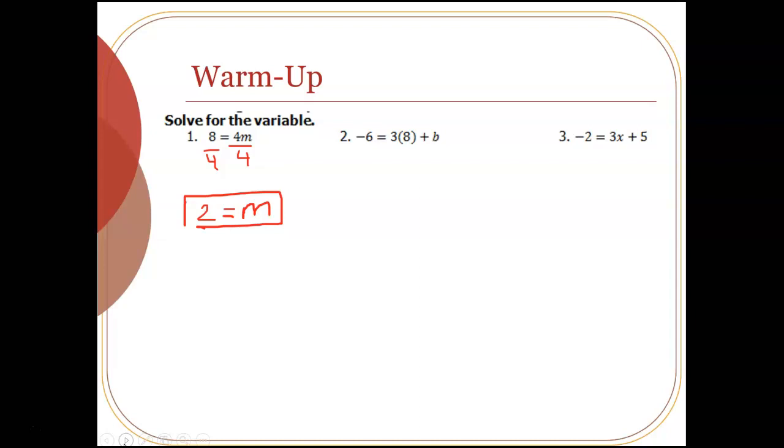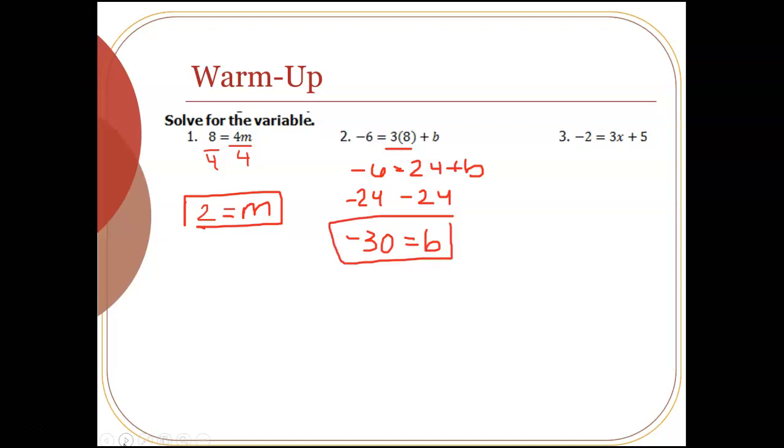In number 2, the first thing you need to do is multiply 3 times 8. So then we get negative 6 equals 24 plus b. So now we need to solve for b. So we're going to subtract 24 from both sides. And you get negative 30 is equal to b.